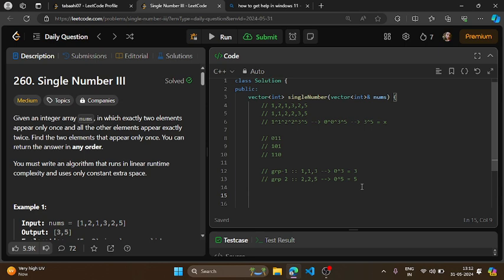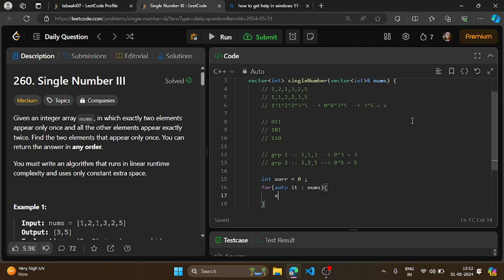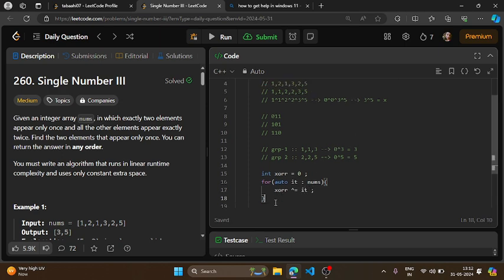Okay, so what was our first task? It was about taking XOR of the entire array. So after taking XOR of the entire array, we will get the XOR of the two target elements, right? So let us suppose XOR is 1 initially. Now I'm taking XOR of the entire array. So this will be the XOR of our entire array.